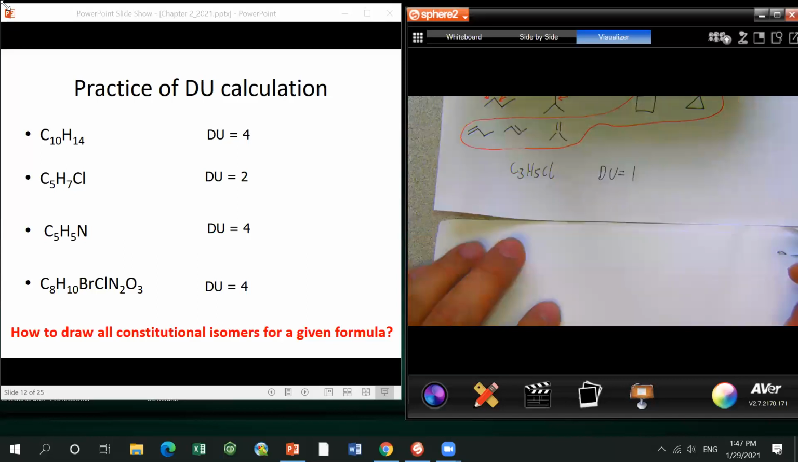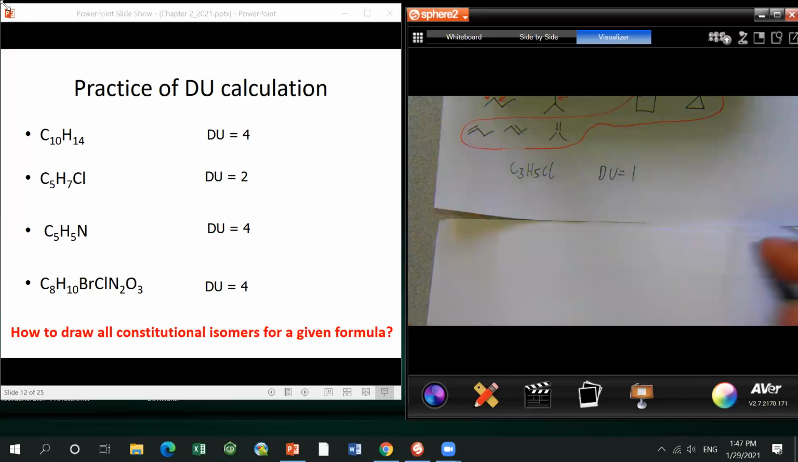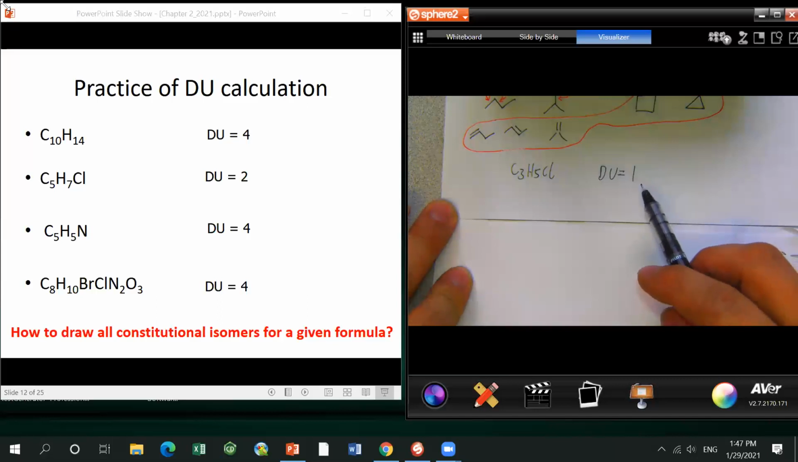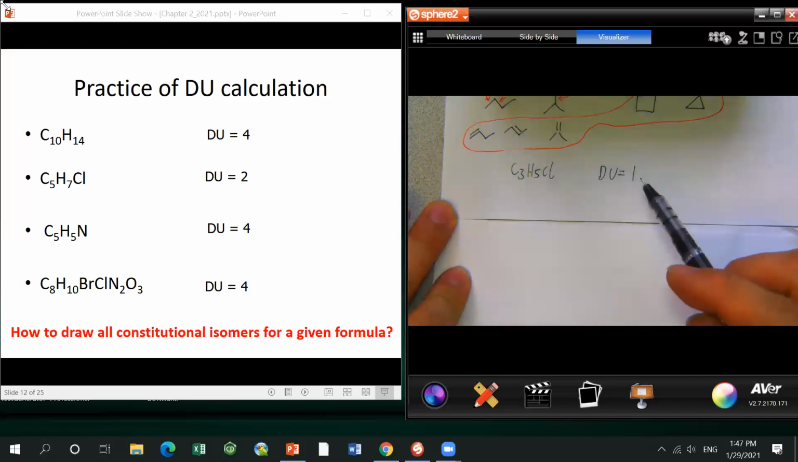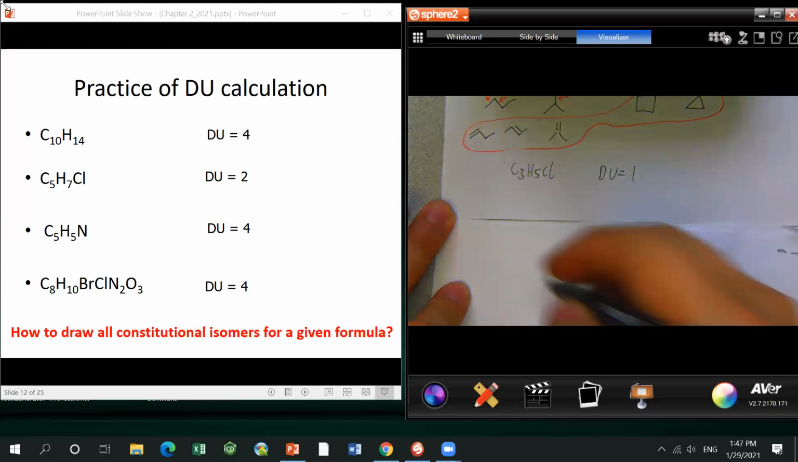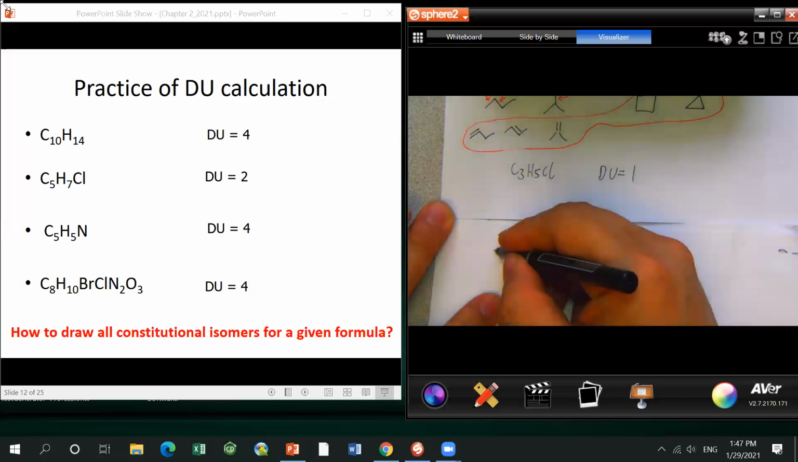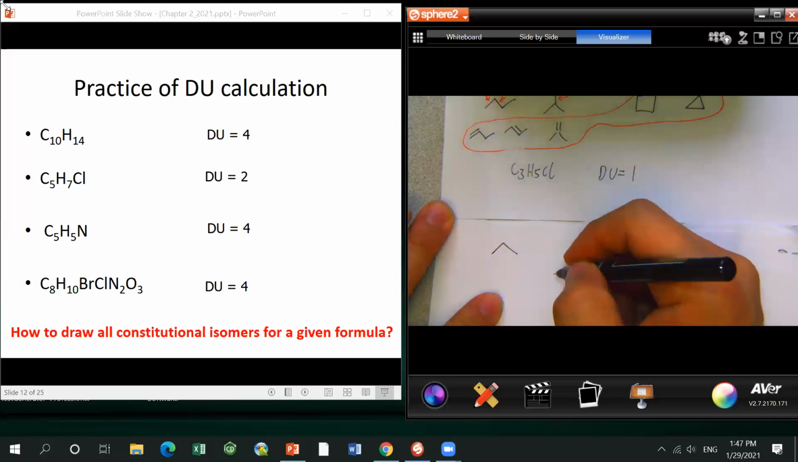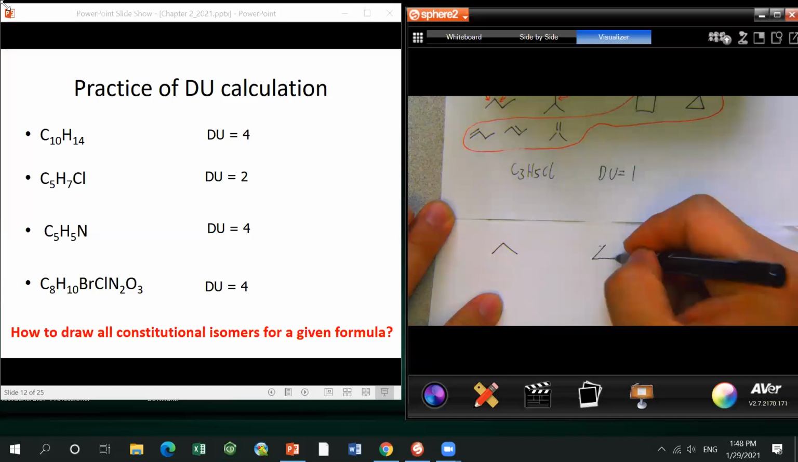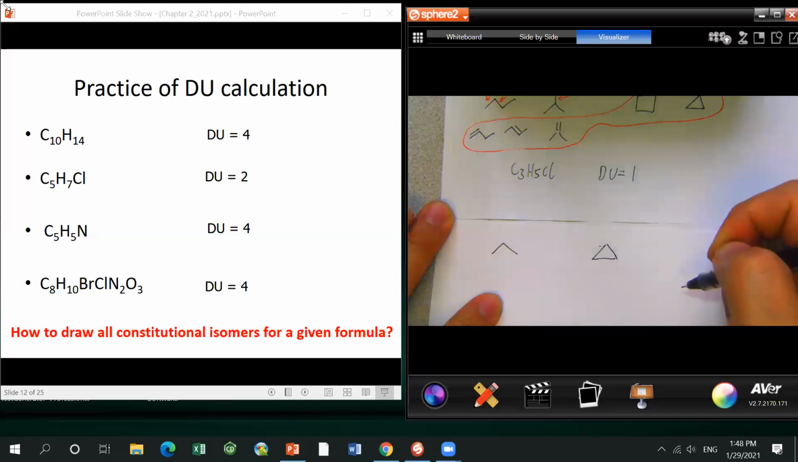All right, so now your situation got more complicated. We have one degree of unsaturation, one ring or one double bond, and also we can have a heteroatom in it. So in this case, how do we draw the constitutional isomers? Again, do it stepwise. First, draw the carbon framework, three carbons. That's one. Another one, because it's one degree of unsaturation, can come up like this, right? So that's two.